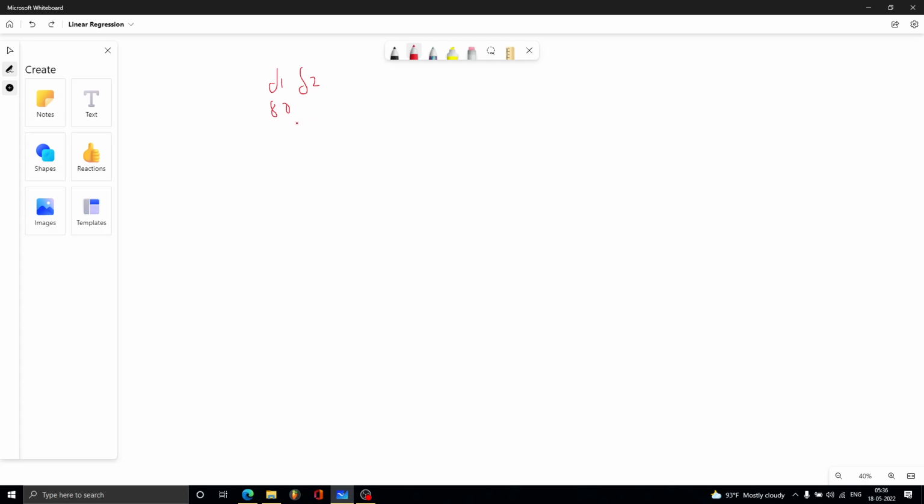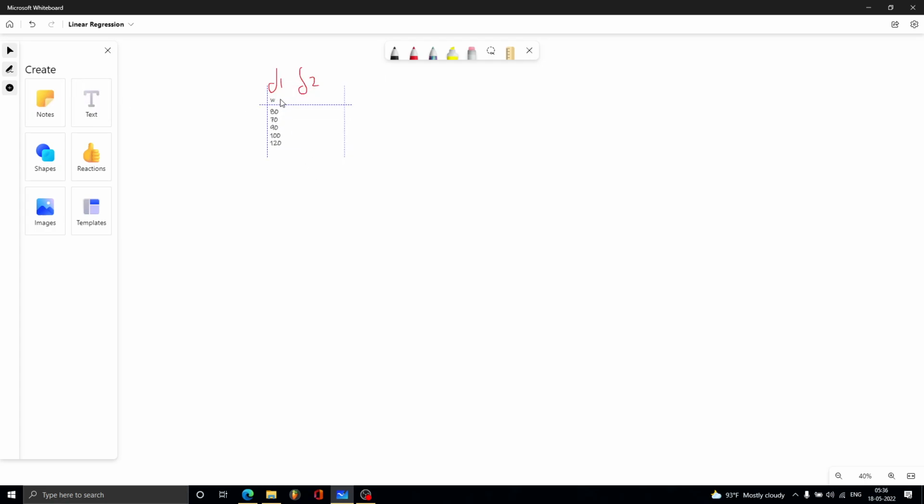Sorry for the bad handwriting. I'm not using any pencil tool, so the writing can be bad sometimes. Okay, 80, 70, maybe 90, maybe 100, 120. Assume it to be weight. Okay, let's say it's the weight of a person.